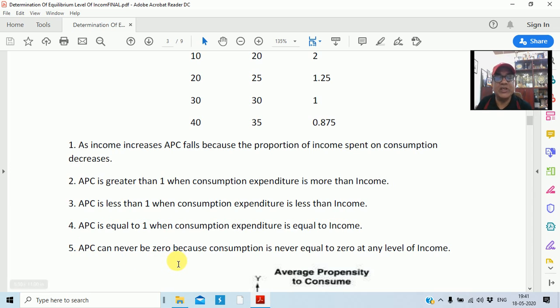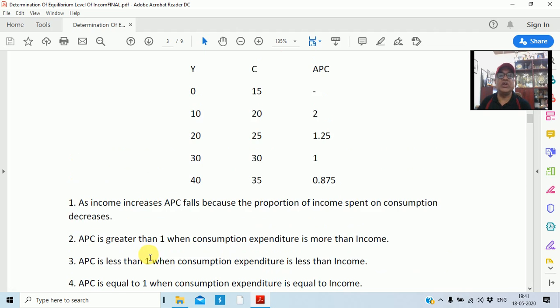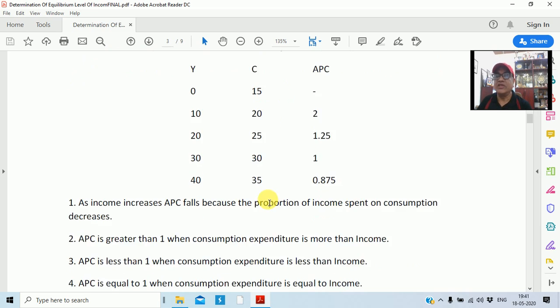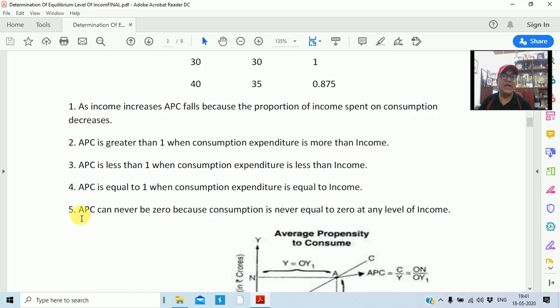Can APC be 0? For making the APC 0, what is APC? APC is equal to C by Y. And how can APC be 0? If C is 0. C means consumption. Can consumption in the economy be 0? In any economy can consumption be 0? The answer is no. And when consumption can't be 0, APC can't be 0. So the last feature of APC is APC can never be 0 because consumption is never equal to 0 at any level of income. So these are the features of APC.